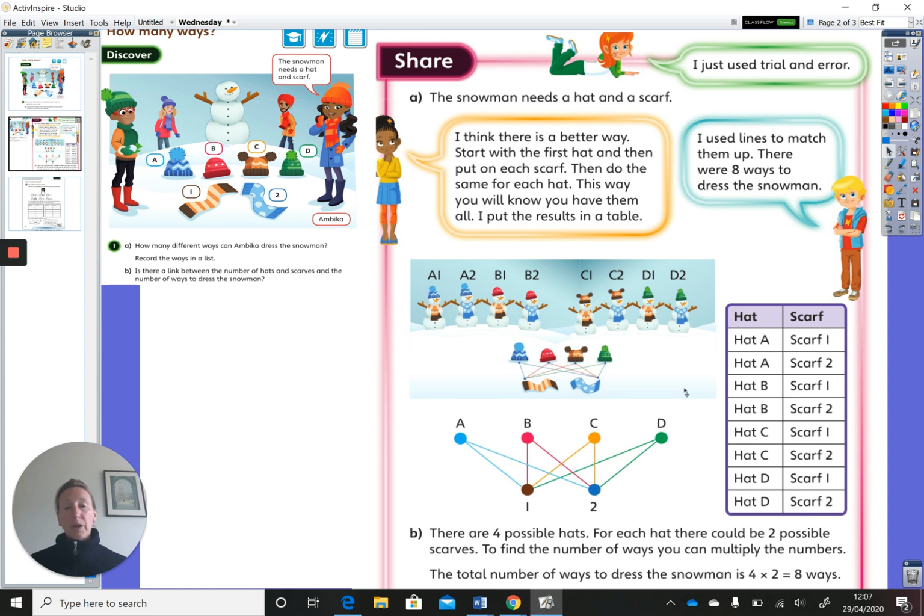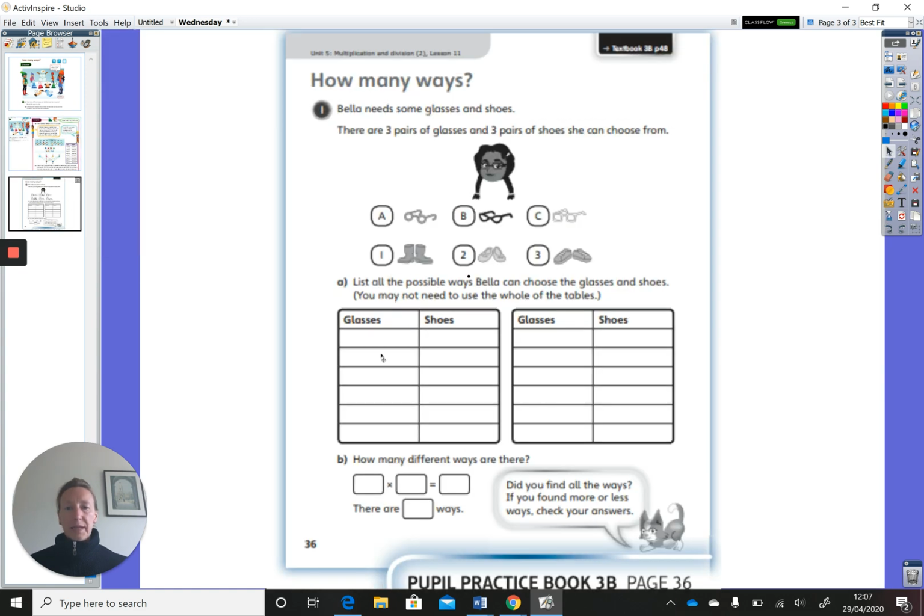So you could multiply the 4, which represents the hats, and the 2, which represents the scarves, and you will get 8. So the total number of ways to dress the snowman is 4 times 2, which equals 8 ways. So let's do another one together.